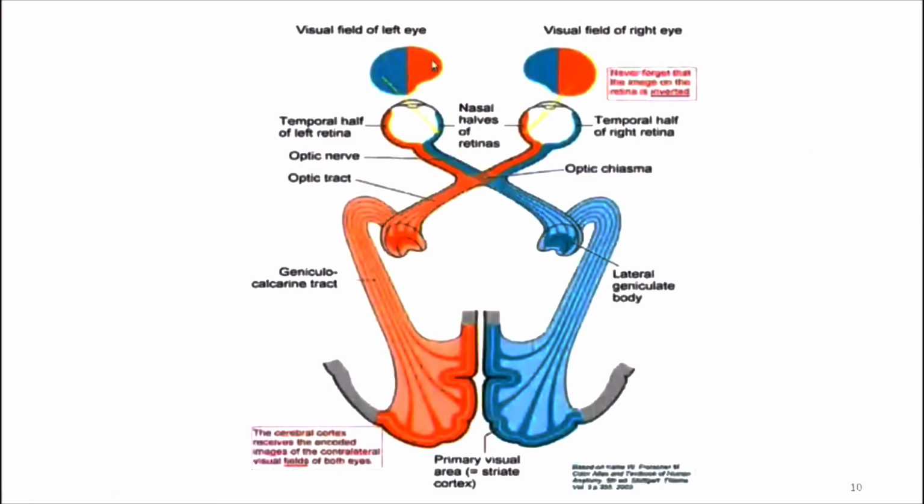See this diagram, you have two halves. This is the visual field of the left eye. This is the visual field of the right eye. So in the right as well as the left, we have two fields. We have the temporal half as well as the nasal half. So this is the temporal half. The blue color indicates the temporal half. The red color indicates the nasal half here, and here the blue color indicates the nasal half on the right eye, and the red indicates the temporal.